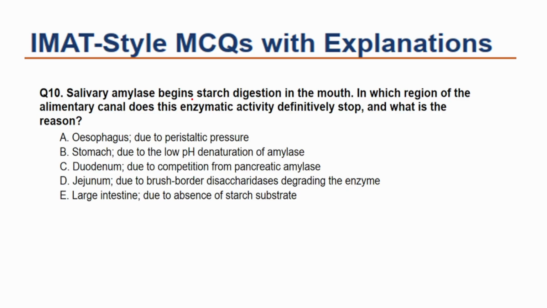Now that we have tracked the complete circulatory loop that conserves our biochemical detergents from the ileum back to the portal vein, we can conclude our session by evaluating the precise chemical parameters that permanently deactivate the very first enzyme introduced during ingestion. Question 10 states, salivary amylase begins starch digestion in the mouth. In which region of the alimentary canal does this enzymatic activity definitely stop, and what is the reason? We have 5 options: esophagus, stomach, duodenum, jejunum, and large intestine.